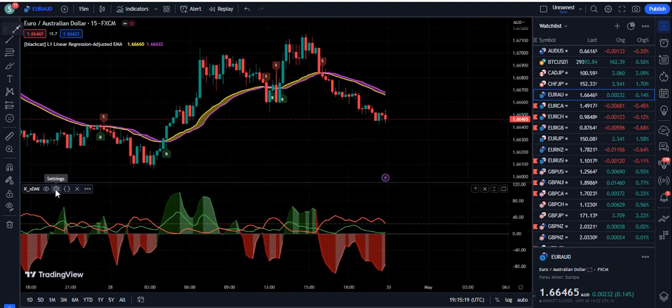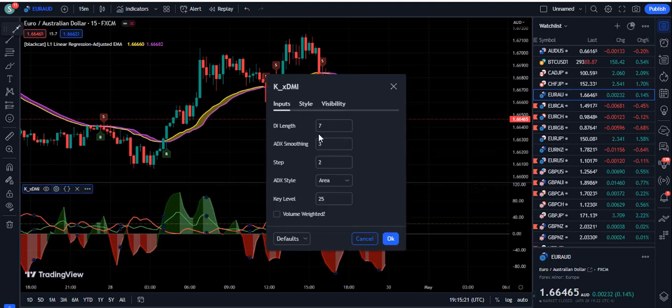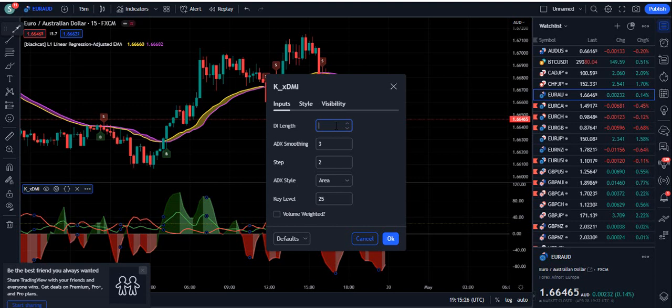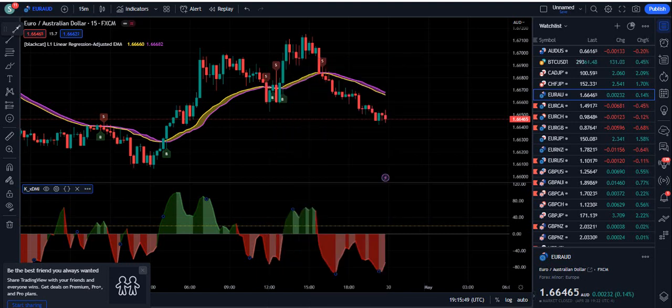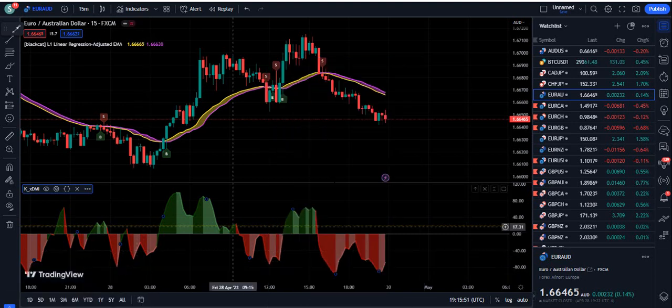Okay, the next one that we are going to set is the Red K indicator settings, and here we need to make some important changes. The DI length should be 8. The ADX smoothing, instead of 3, should be 2. The step count should be 3. And then the key level, instead of 25, we are going to use 20. Then we will go into the style section, and here we are going to uncheck the plus DI and the minus DI, and now I press OK. So my trading setup is completely ready to trade right now.